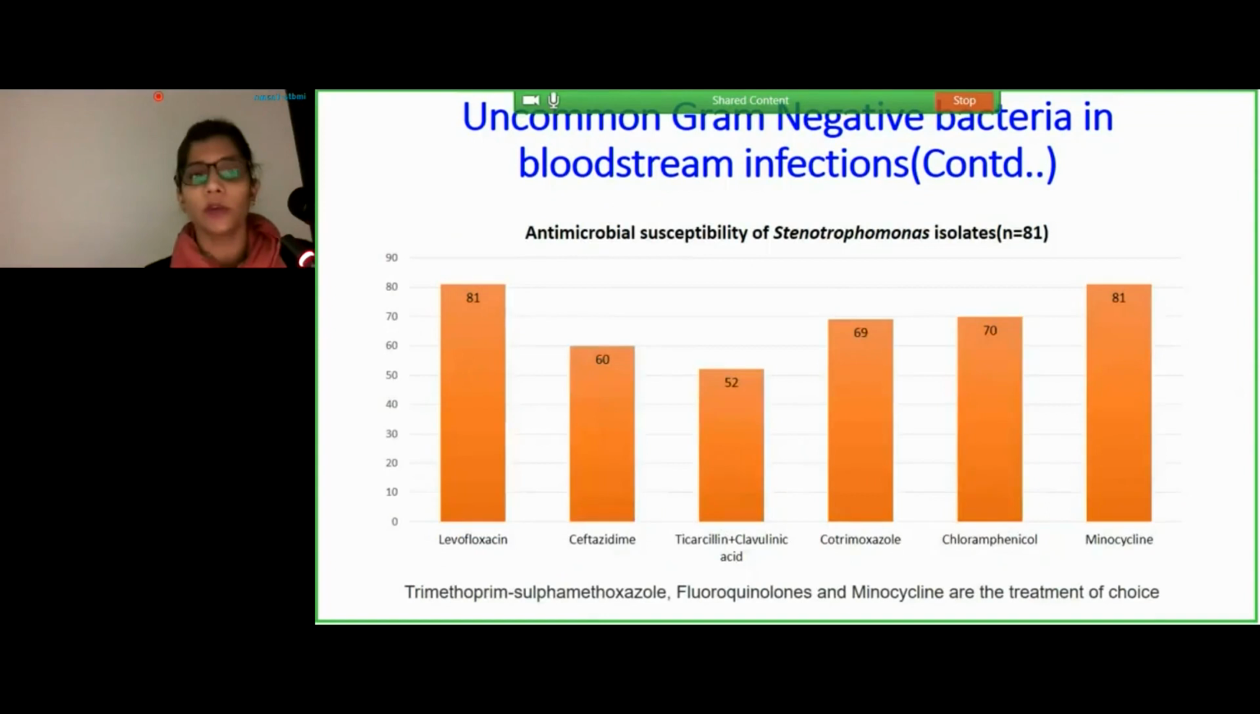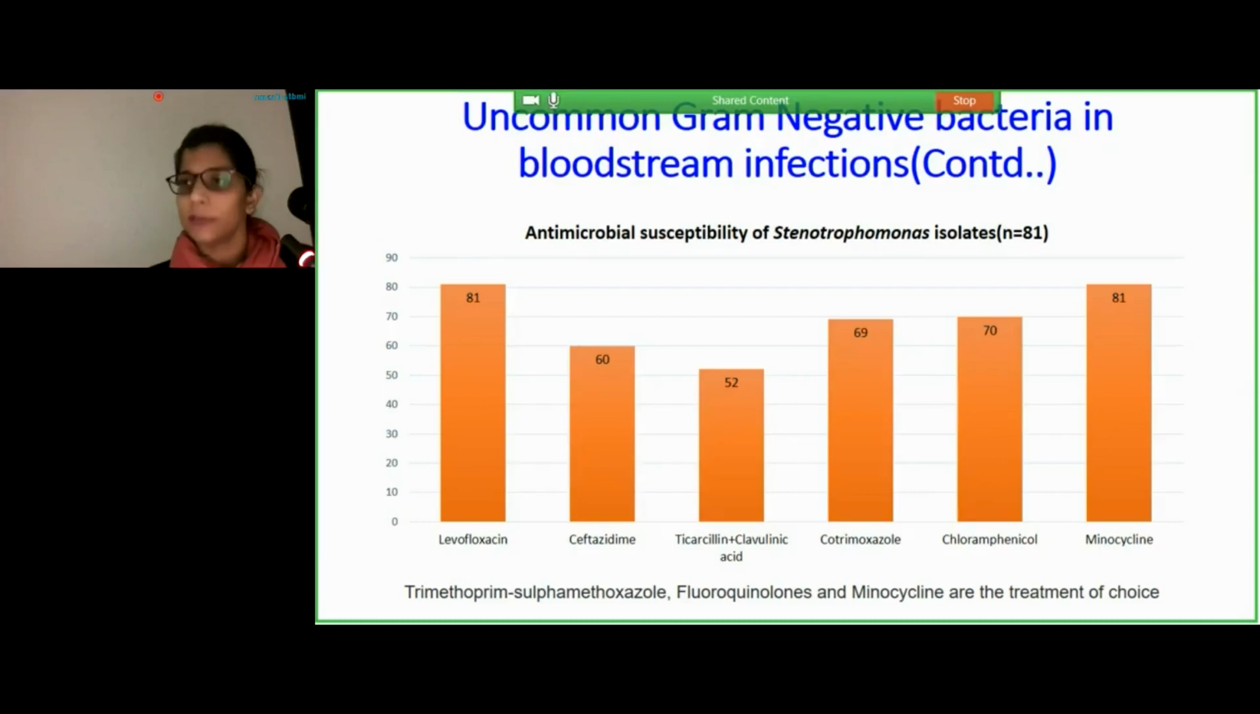Coming on to the antimicrobial susceptibility of these isolates, out of a total of 81 isolates, 100% sensitivity was seen for levofloxacin and minocycline, followed by cotrimoxazole and chloramphenicol. But the isolates were resistant to piperacillin-tazobactam, at 52%.